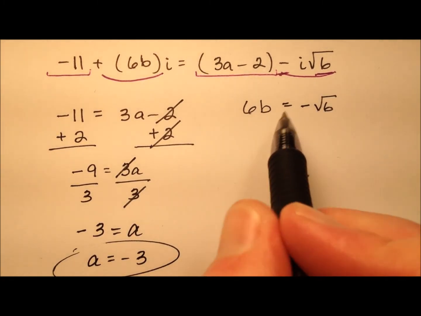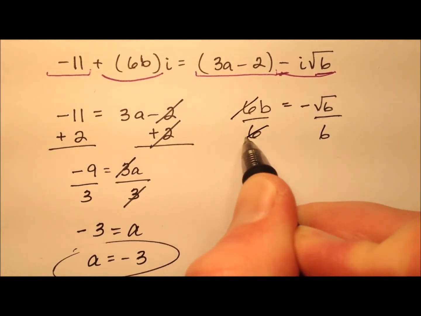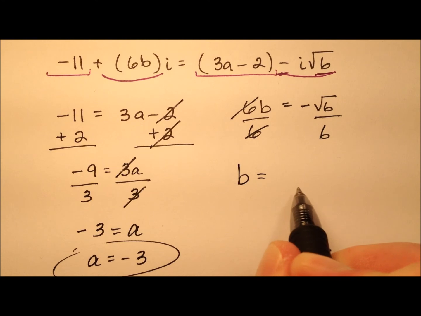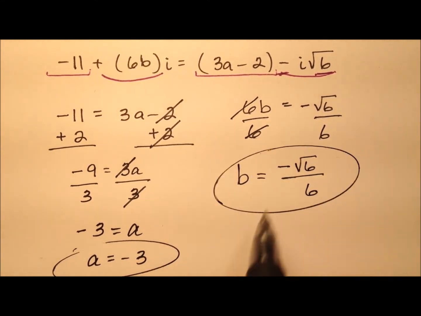Okay, well if I'm trying to get the b by itself, I can just divide both sides by 6. So it looks like my value for b will be negative radical 6 over 6. Okay, so there are my real number values for a and b that will make this equation true.